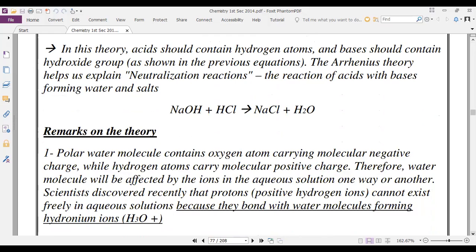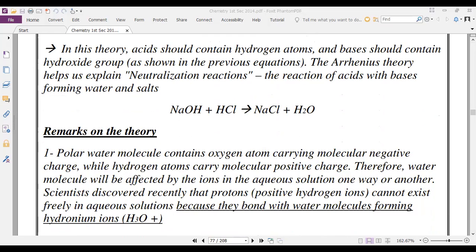No. Yeah, so try to read this paragraph, please. Okay. From in this theory or remarks on the theory? No, from the beginning. Okay.